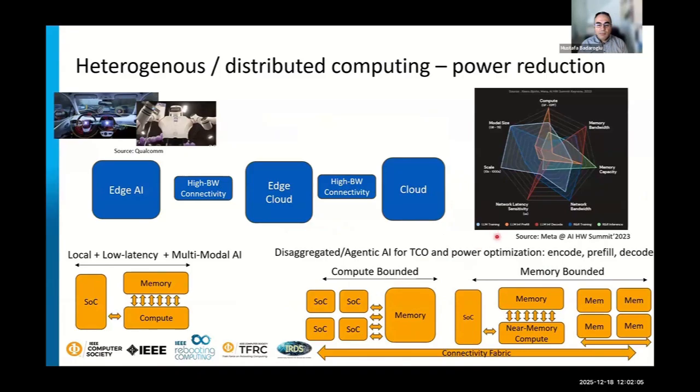So my last slide is basically our view for how to solve the power reduction problem, and also bring more use cases for AI: disaggregation and heterogeneity. Disaggregation can be done in the interconnect backbone, from edge AI with intelligent and high bandwidth connectivity to edge cloud and far clouds, enabling this system.